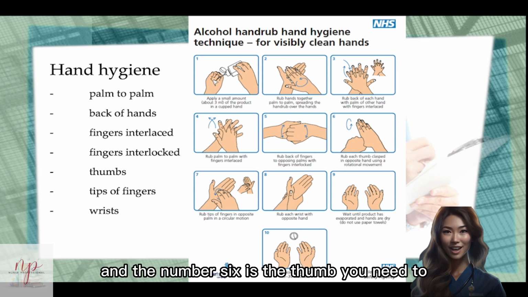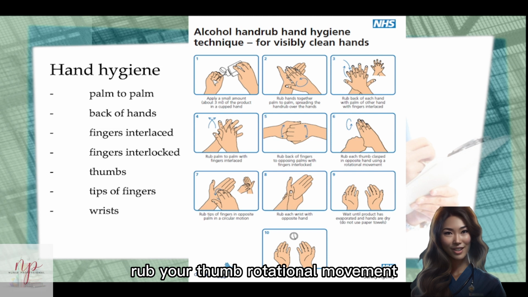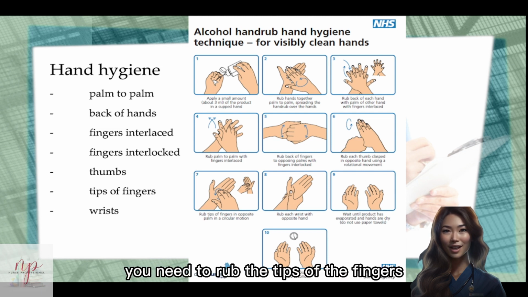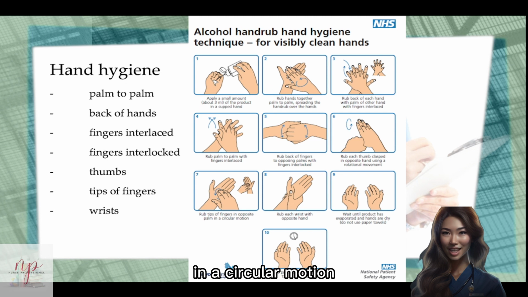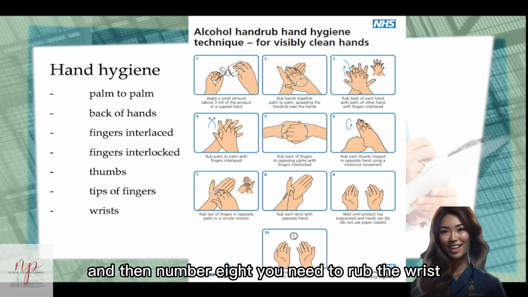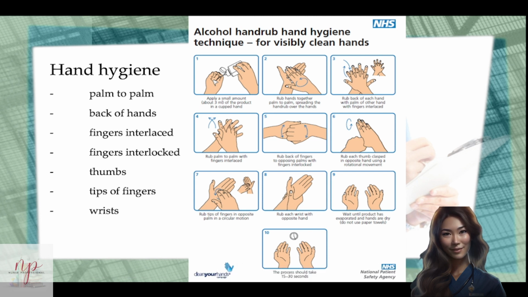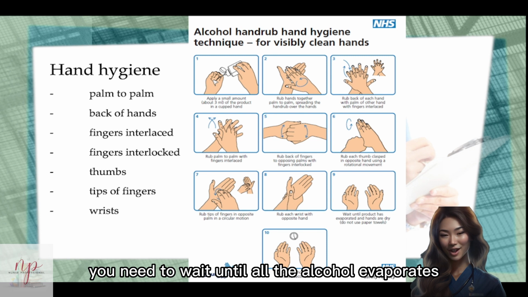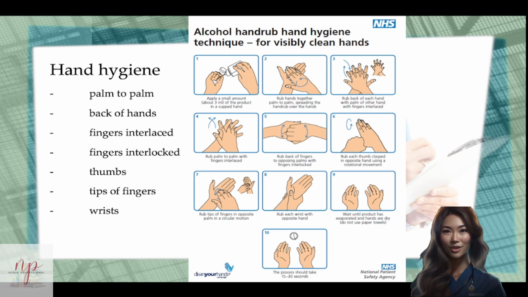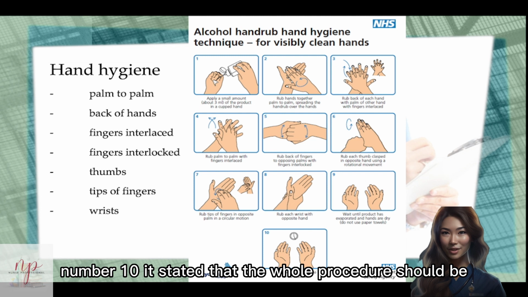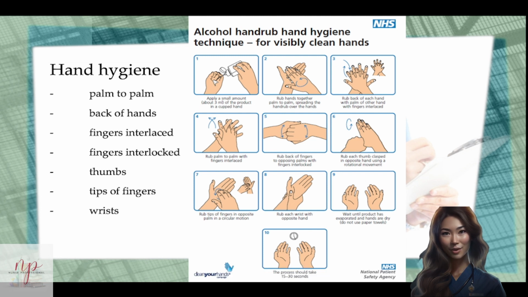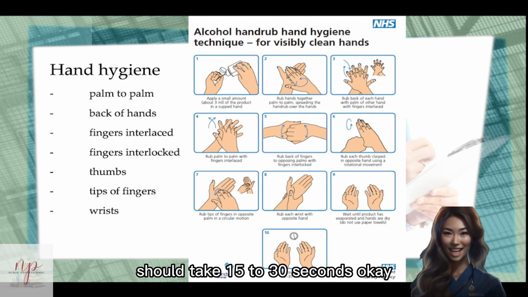And then number 6 is the thumb. You need to rub your thumb, rotational movements. And then number 7, you need to rub the tips of the fingers in a circular motion. And then number 8, you need to rub the wrist. Number 9, you need to wait until all the alcohol evaporates. Number 10 is stated that the whole procedure should take 15 to 30 seconds.